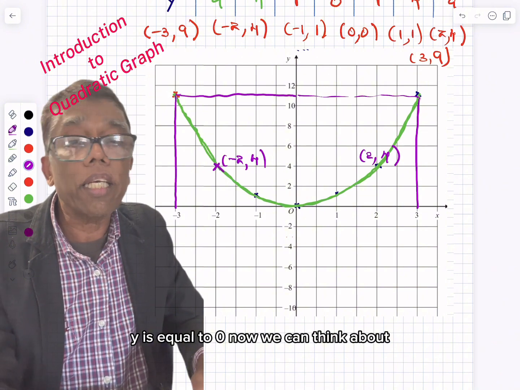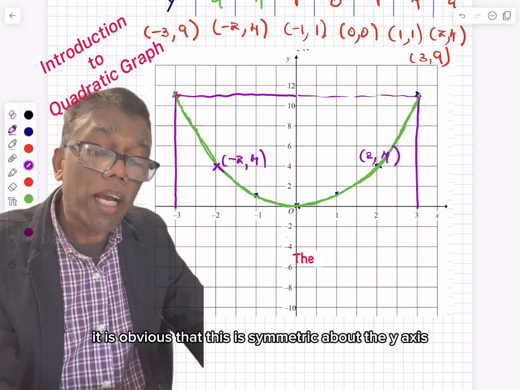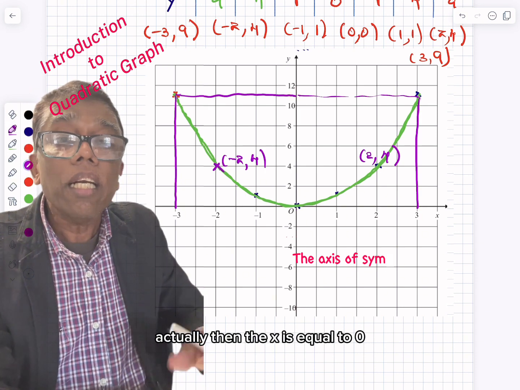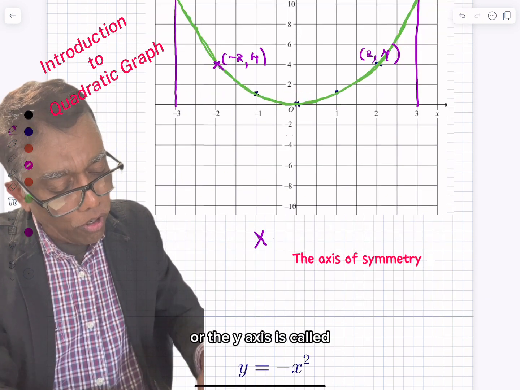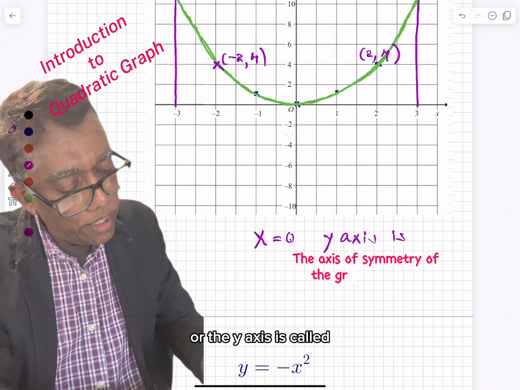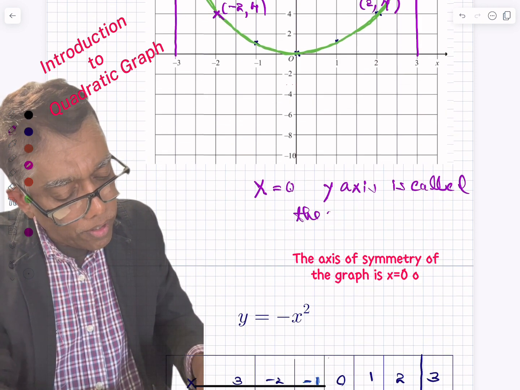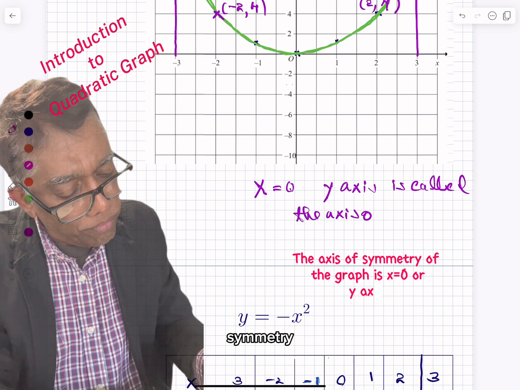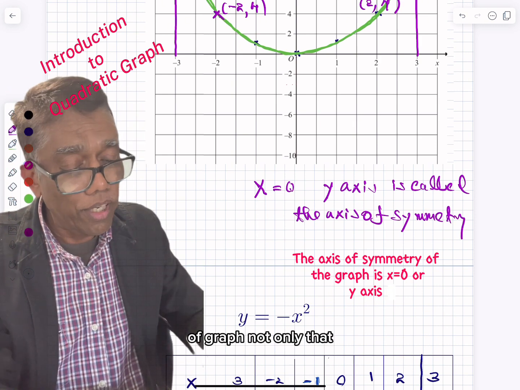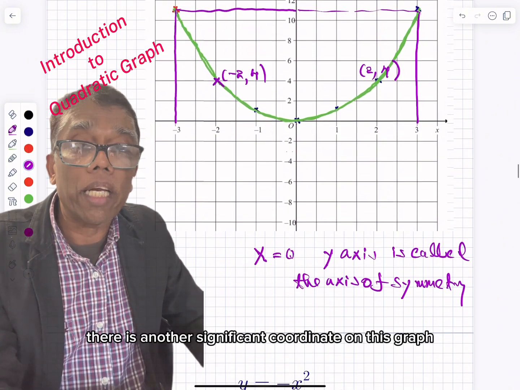Now, it is obvious that this is symmetric about the y-axis or x is equal to 0. Then x is equal to 0, or the y-axis, is called the axis of symmetry of the graph.